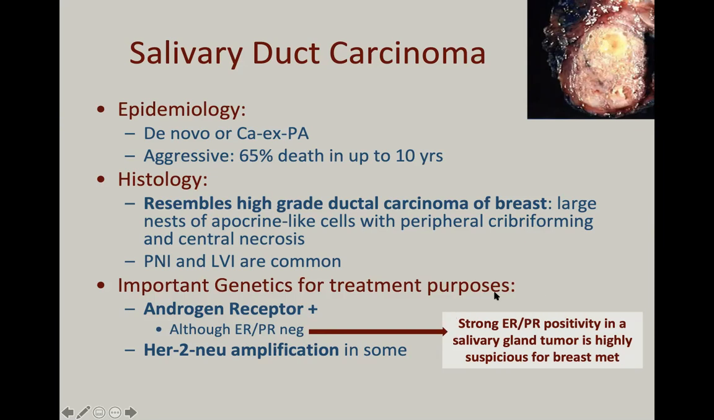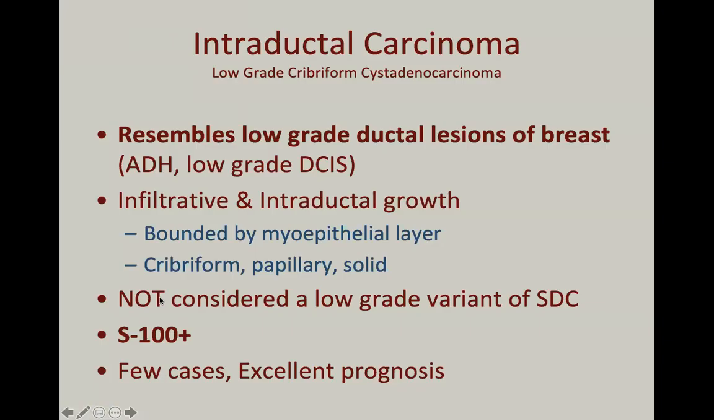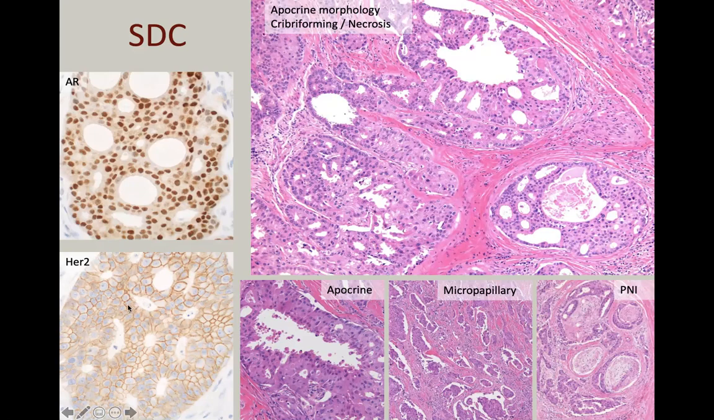If you do have strong ER, PR expression in a salivary tumor, this is more highly likely to be a metastasis from the breast, because primary salivary gland tumors, even if they resemble breast, are ER, PR negative. So just keep that in mind for treatment purposes. Here's what salivary duct looks like: these large nests with these punched out spaces with central necrosis, with an apocrine-like morphology, with perineural invasion. Here's showing you an example of nuclear expression of androgen receptor and membranous expression of HER2, which of course can be treated with androgen antagonists and Herceptin.